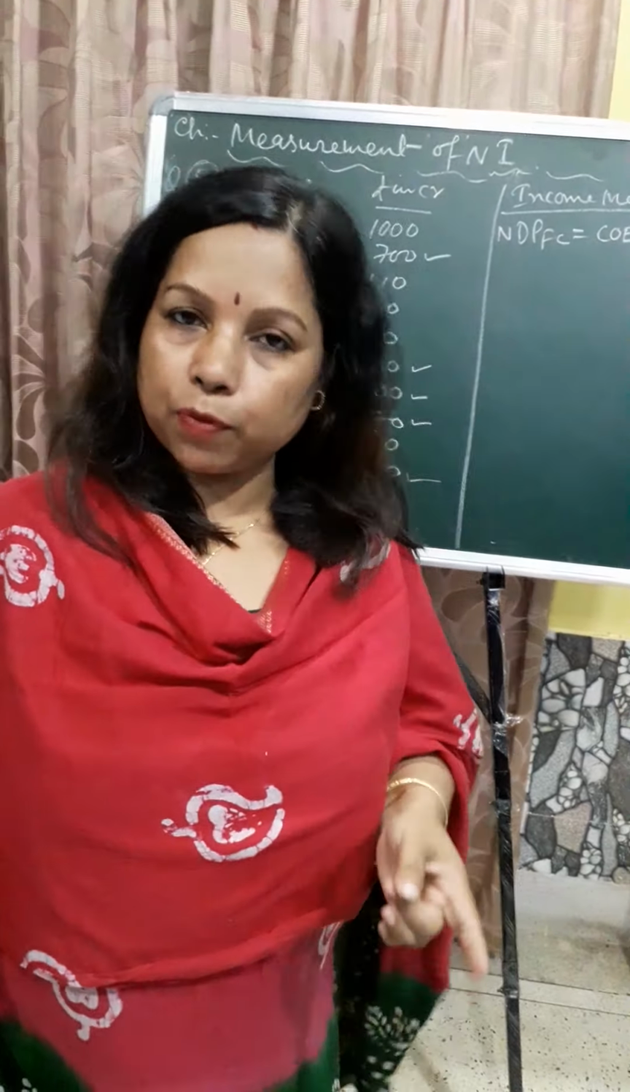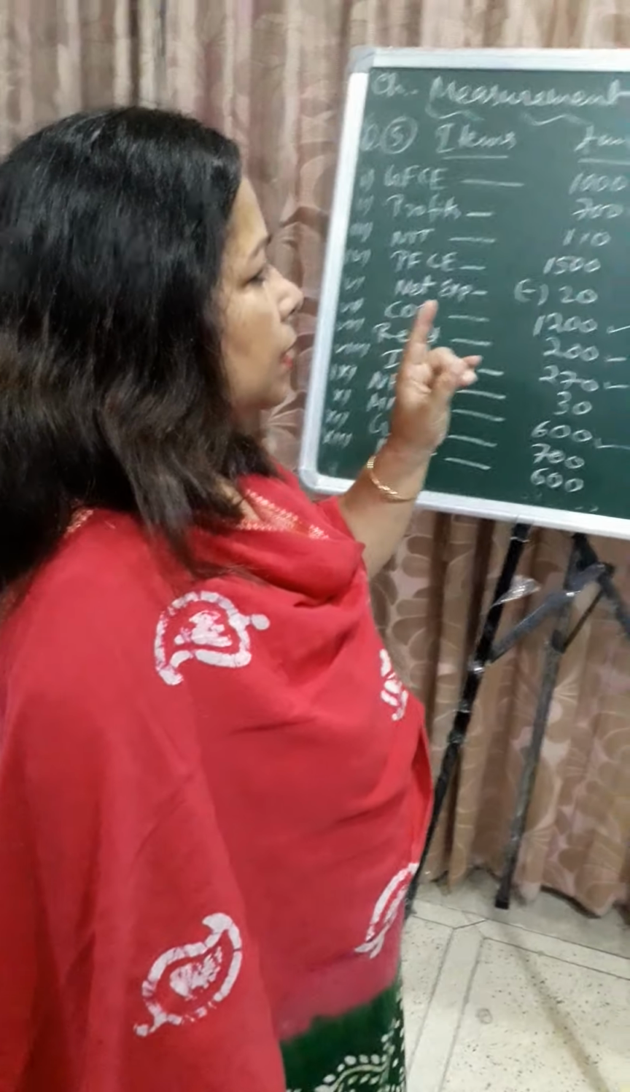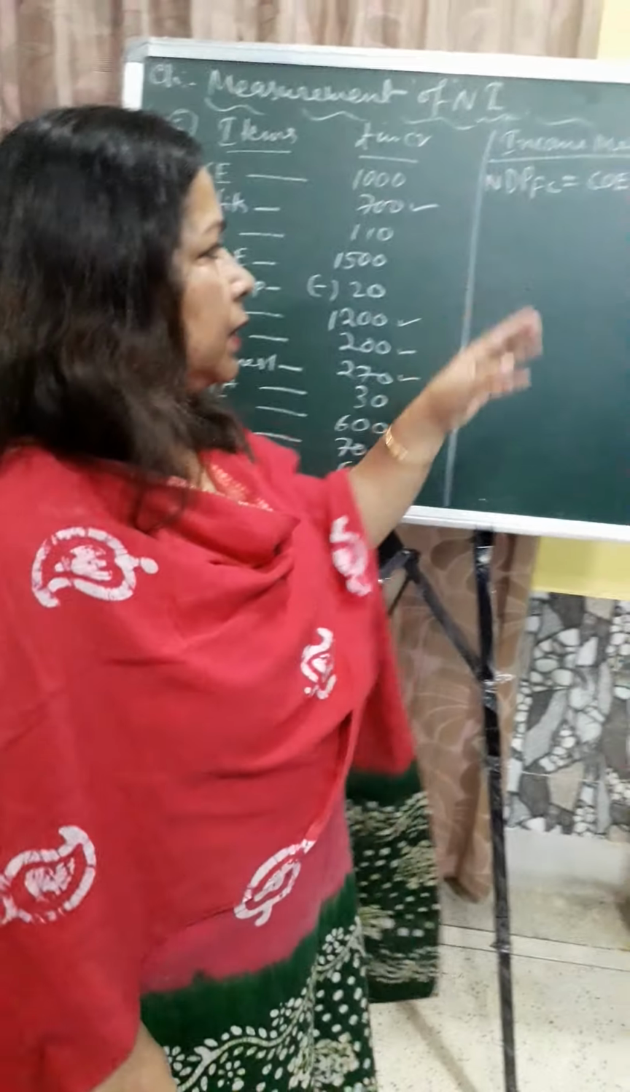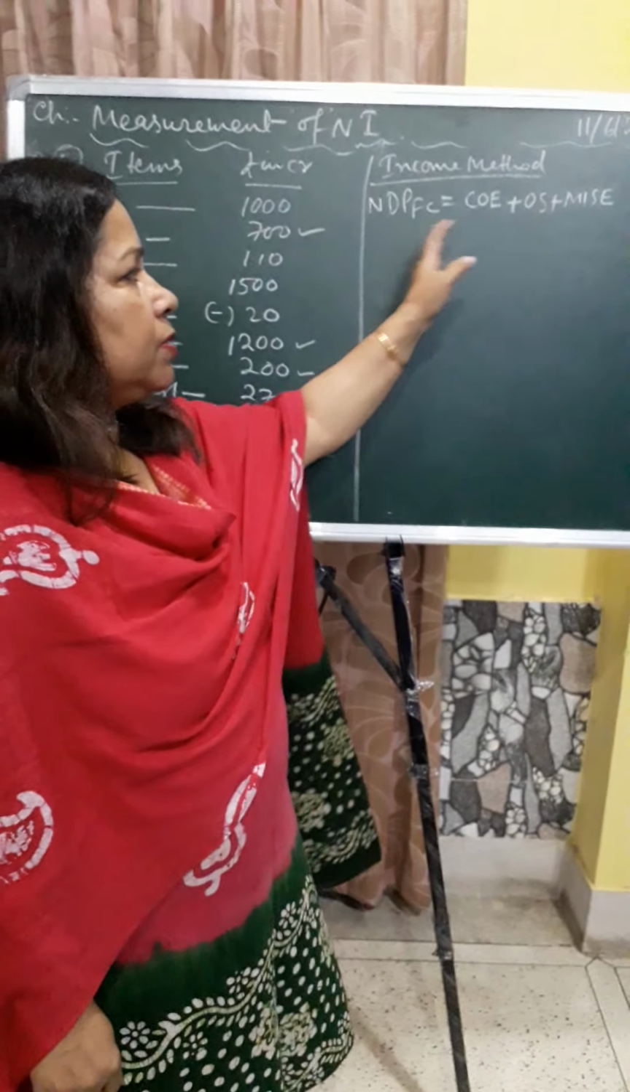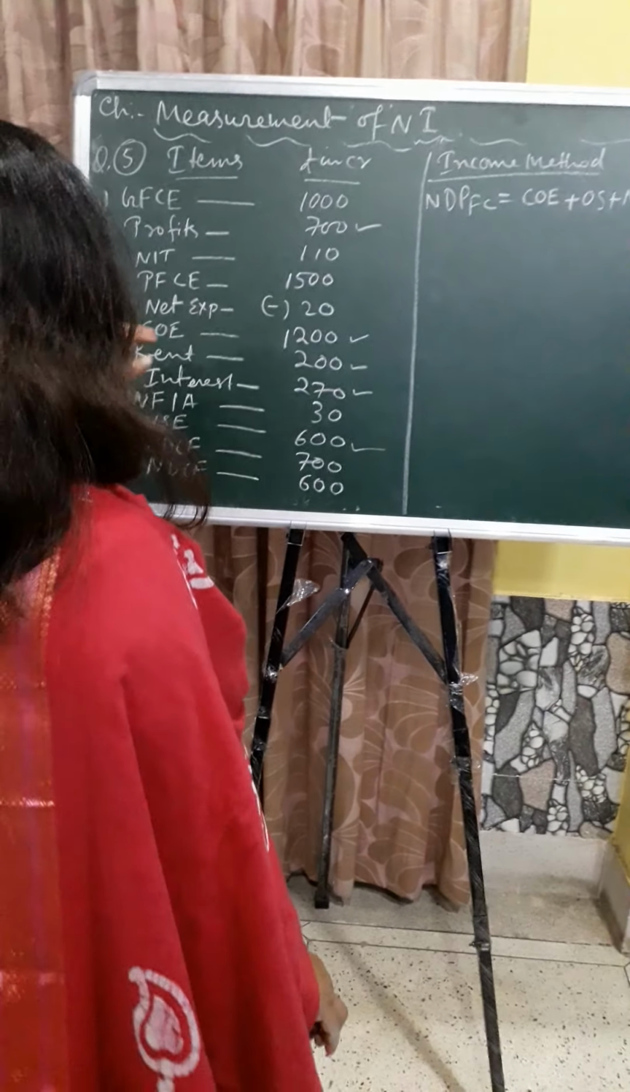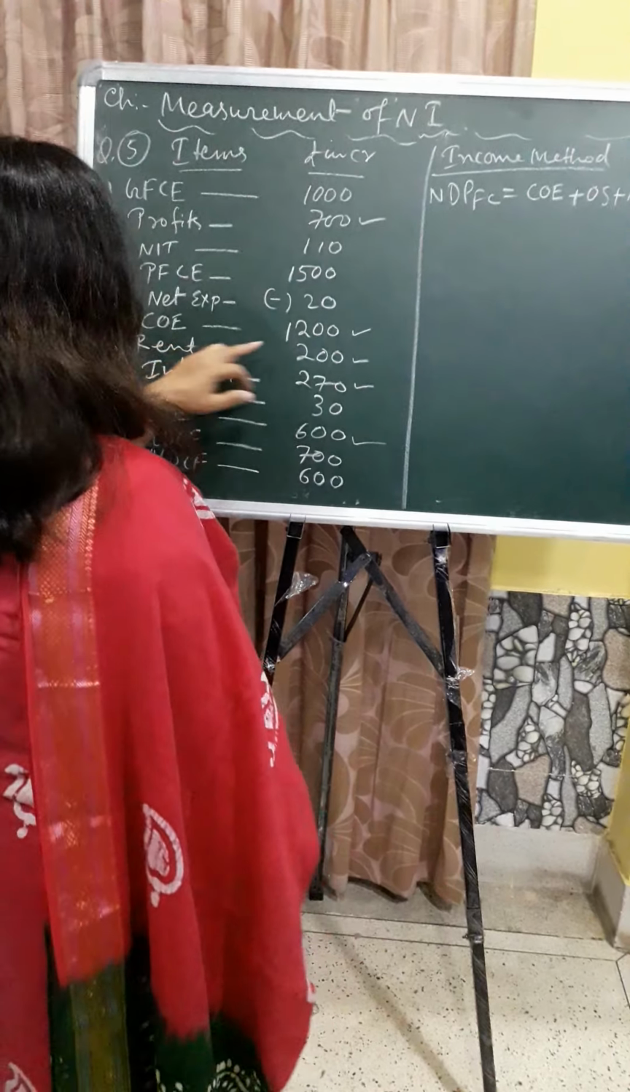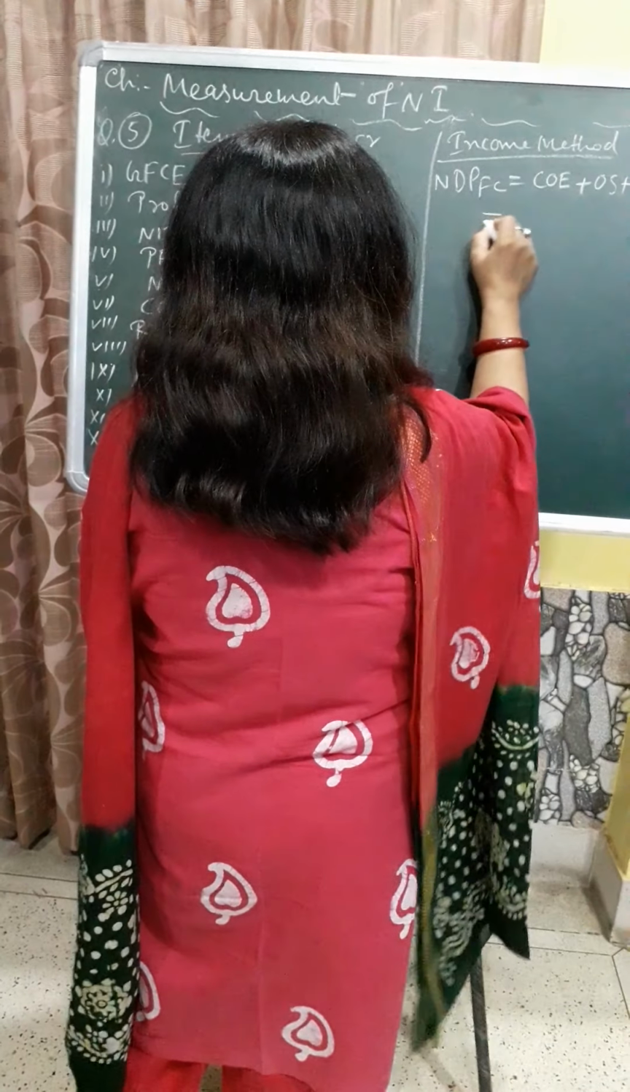Here the numerical has given total items are 12. Total items I have written here 12. Now first, in the income method, I have written here NDPFC, and the formula is COE plus OS plus MIAC. So put the value of COE, the value of COE is 1200.